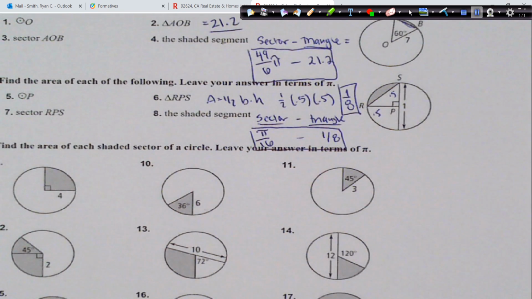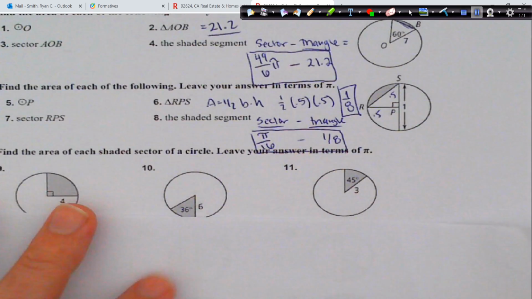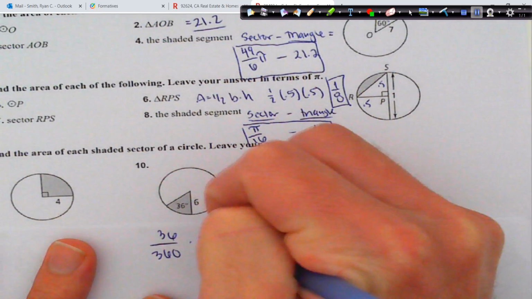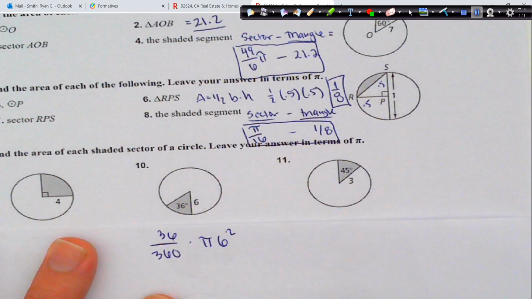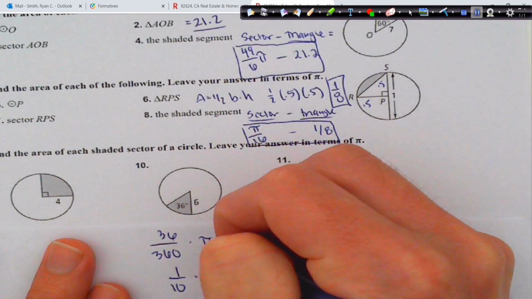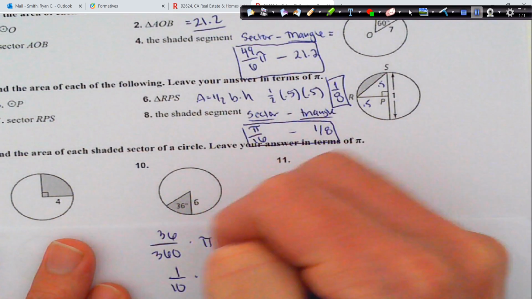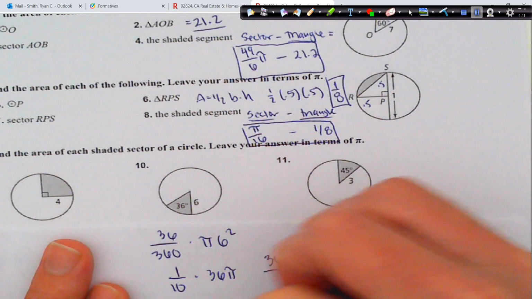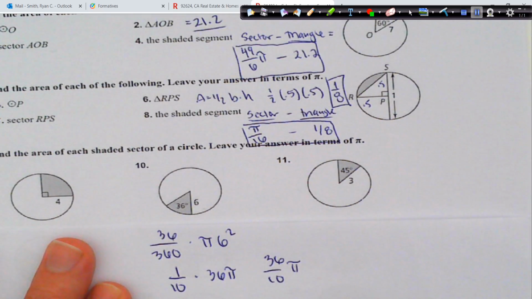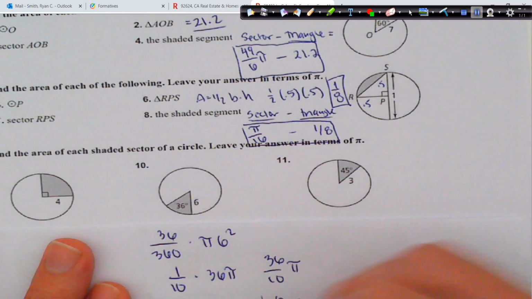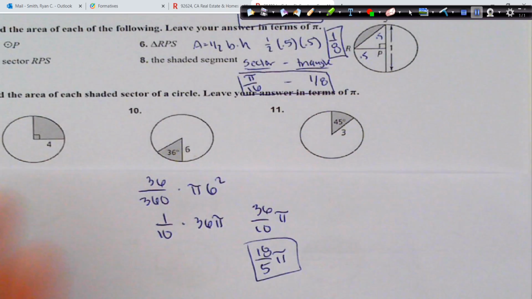Alright, number 10, find the area of the shaded sector. Okay, so this is going to be 36 as our measure over 360 times pi 6 squared. Again, in terms of pi. This is going to become 36. And so I believe we just want to leave 36 over 10 pi, which would reduce to 18 over 5 pi. Sorry, a little off the screen on that one.